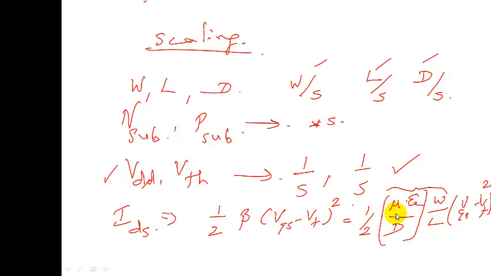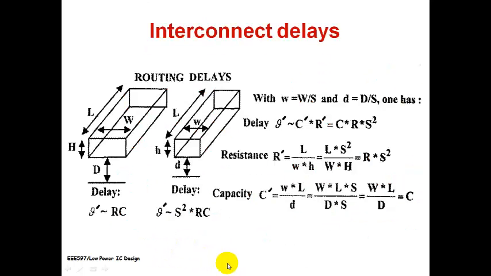Now what happens to mu? It's not going to be scaled, neither is permittivity, whereas D is going to be scaled as D by S, W as W by S, and L as L by S, whereas this is going to be 1 by S the whole square. So ultimately my current is going to be 1 by S times IDS. I have only one S remaining, since one S goes away from here. Therefore 1 by S IDS is the current I have for the scaled technologies.